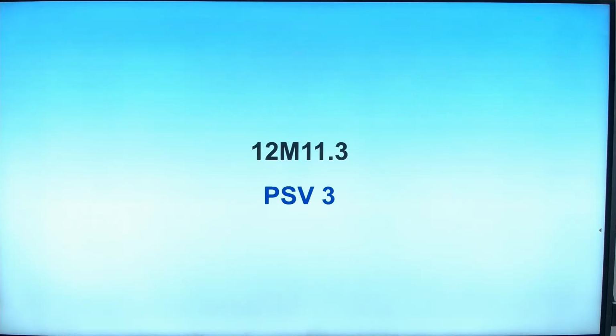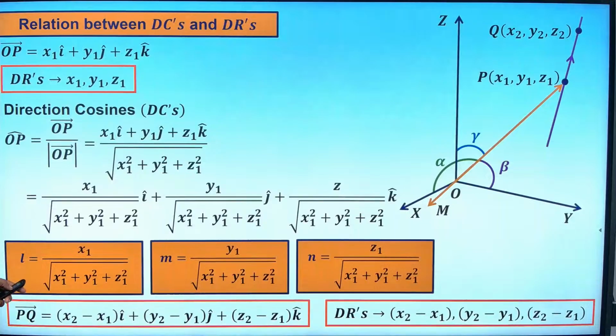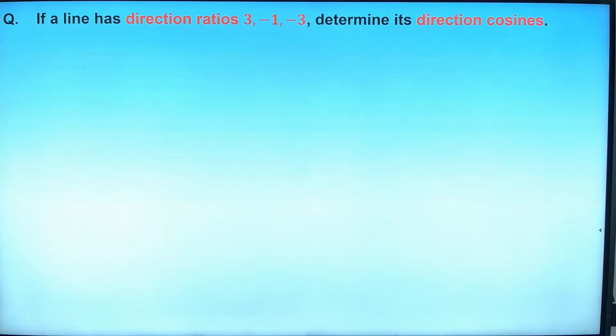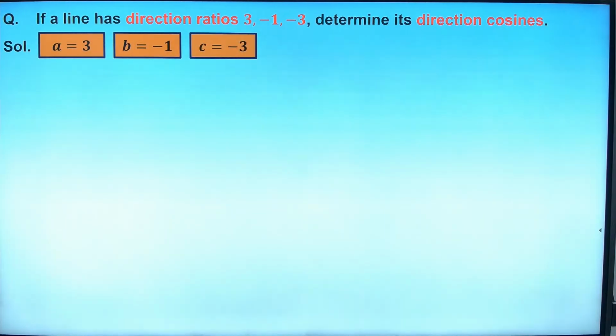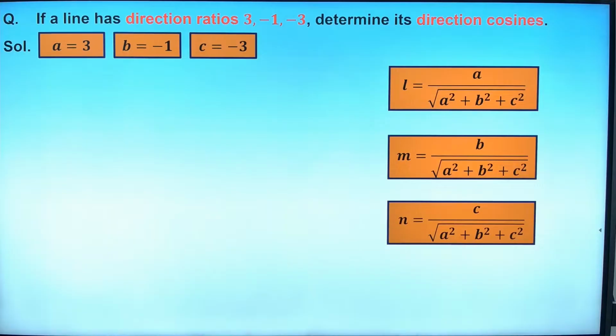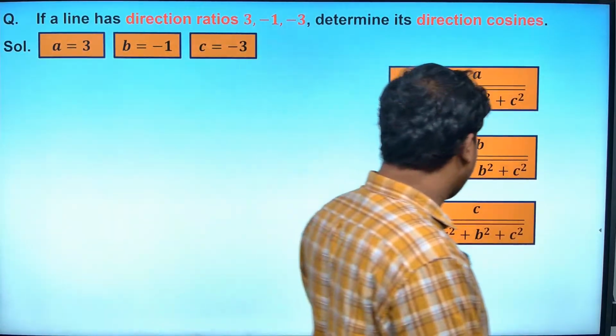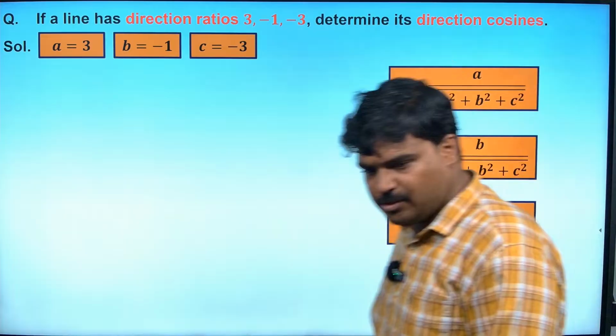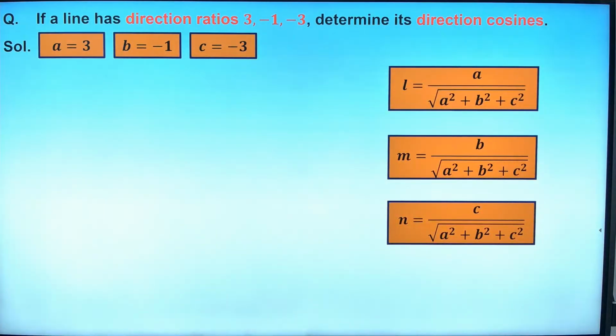Did you write that formula in the last class? Did you write the formula or not? So what I'm going to do, using A is equal to B is equal to C, I found, and I know these three formulas. What are these three formulas? L can be written as A divided by root of A square plus B square plus C square. Put it, that's all, it's finished. I have told the answer to this question. If you know this formula, the answer is done. Come on. The answer is 3 by root 19.